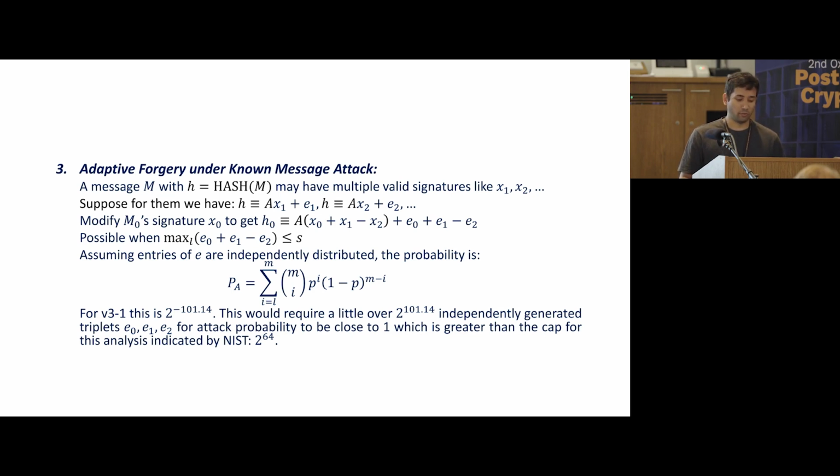And for version 3 level 1, this is equal to 2 to the power of negative 101. And therefore, we would require a little over 2 to the power of 101 independently generated triplets for E0, E1, and E2 for the attack probability to be close to 1, which is greater than the cap for this analysis indicated by NIST, which is 2 to the power of 64.